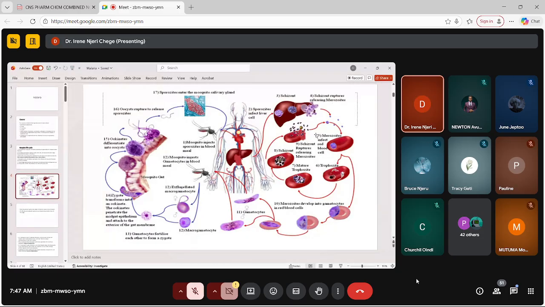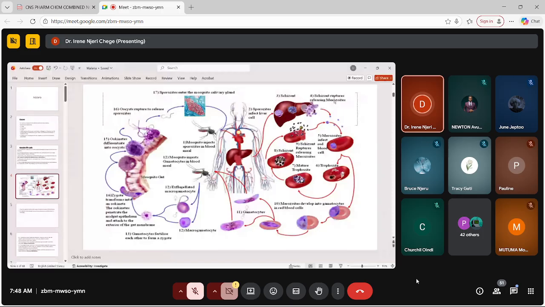Are we together? If you look in a textbook, we say that this drug is a blood schizonticide. Why is it a blood schizonticide? Because it's able to act in the asexual stage of the malaria, where the schizont ruptures to release merozoites infecting the red blood cell. So our drugs will act here. The ones that cure malaria are called blood schizonticides.